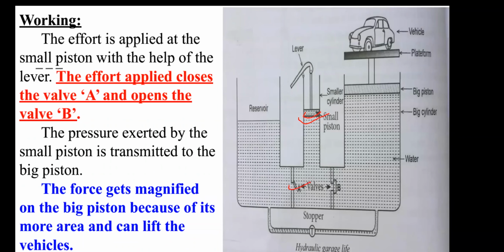Okay, valve A is the first valve to close, and then valve B opens, so that the liquid can flow, or the pressure can transmit, towards the big cylinder. As the lever is moved, that moves the piston inwards, creating the pressure. By which valve A gets closed and valve B opens, and the transmission of pressure occurs from the small piston, or small cylinder, towards the big cylinder.